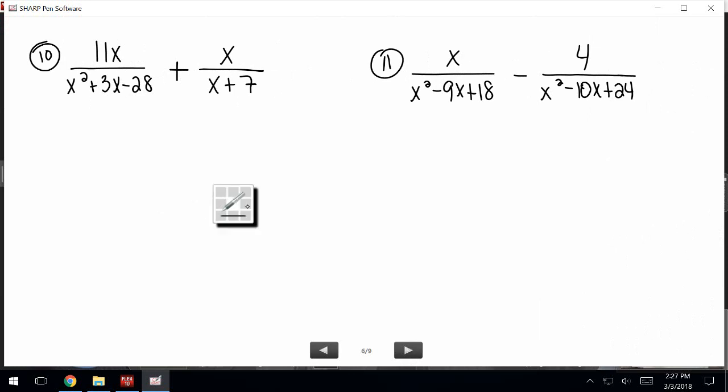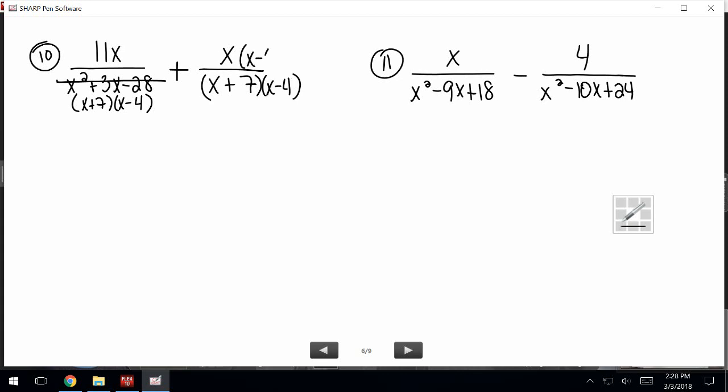All right, here we go. Let's keep going on the same adding and subtracting stuff. This one's real similar to your checkpoint that we've been doing. So you've got negative 28 and 3, so that would be positive 7 and negative 4, showing you that this second fraction needs an x minus 4, and if you put one on the bottom, you have to put one on the top. All right, let's smush it together and make it one big fraction.